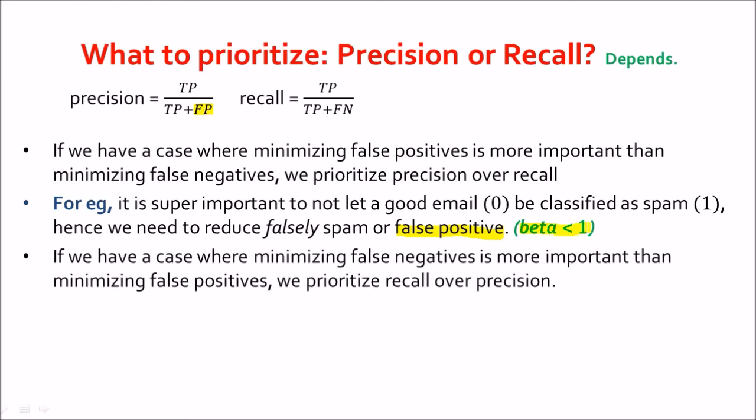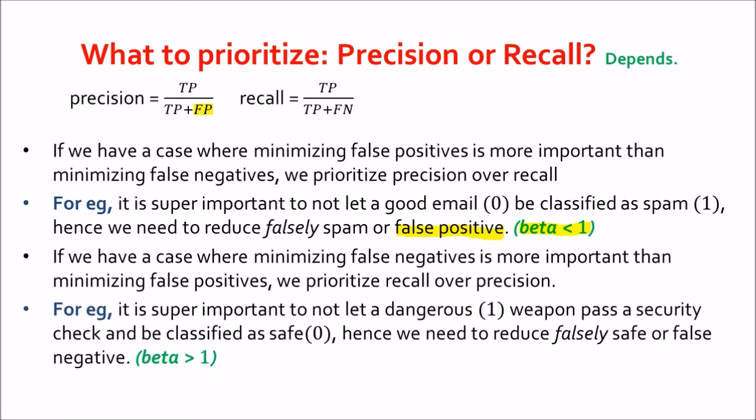Next case, if minimizing the false negatives is more important than minimizing the false positives, then we would prioritize recall over precision. For example, it is super important to not let a dangerous weapon pass a security check and be classified as safe. A dangerous weapon is a positive case and a safe item or product is a negative case. When I say safe, I mean it can be a scissor, or a comb, or a shampoo bottle, and a dangerous weapon can be any weapon which can cause harm to life. So it is important to not let a dangerous weapon pass a security check.